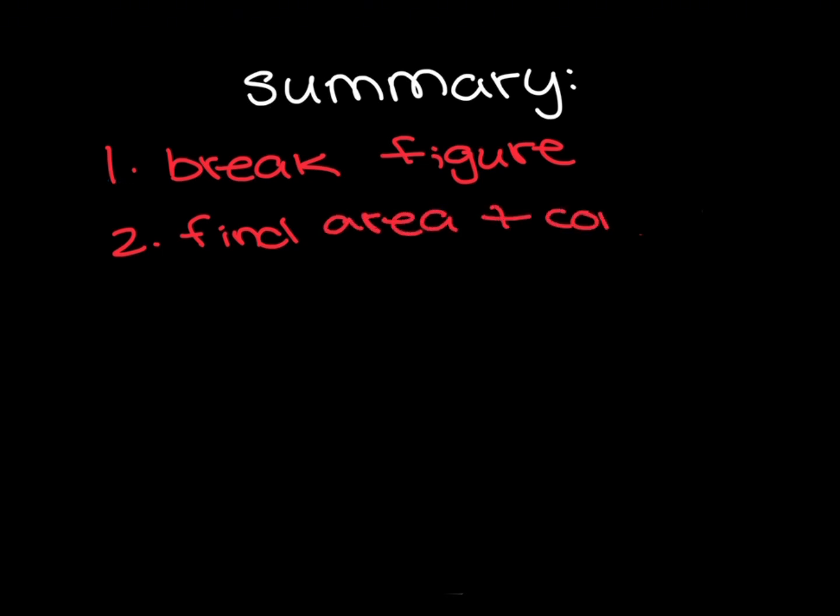Next time, when you see a composite shape, remember these 3 easy steps. First, break the figure into simpler shapes. Next, find the area of both shapes and add them together. Lastly, combine the outer lengths of the figure, which is essentially finding the perimeter, but make sure to not add the inner lengths.